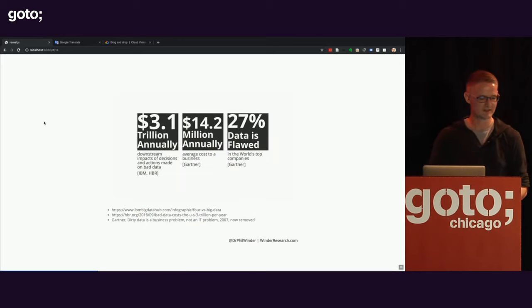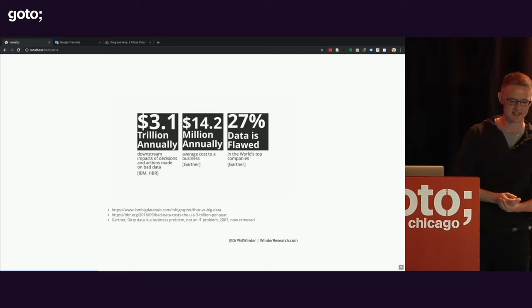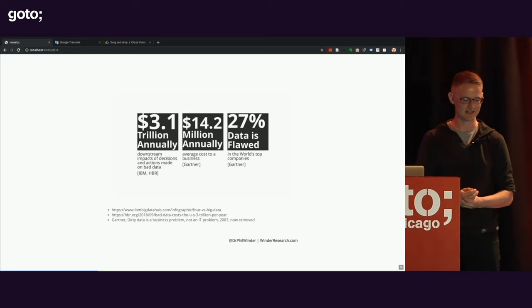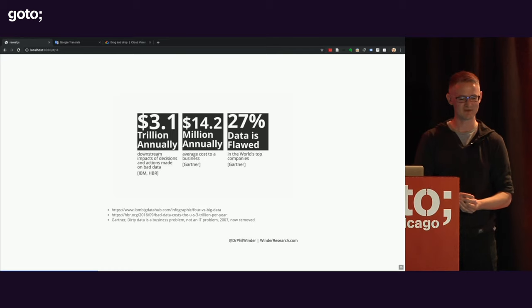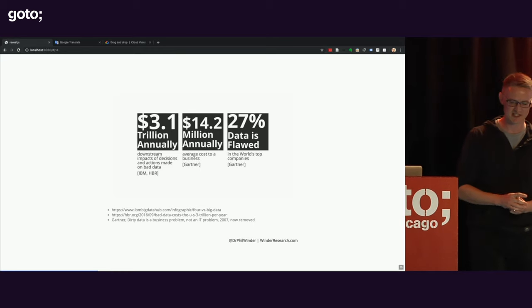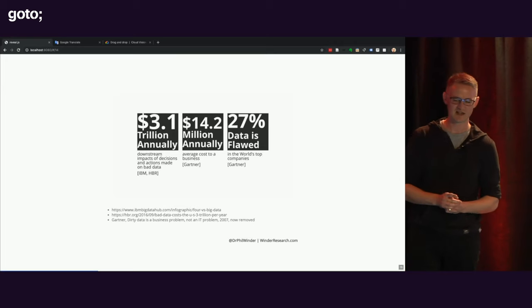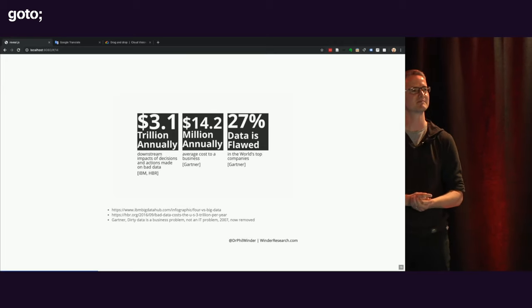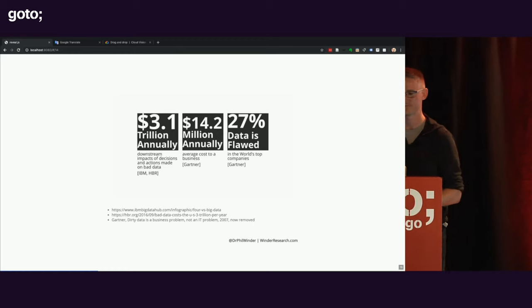So let's get a bit more serious now. A couple of numbers. Again, be very cynical and skeptical of these actual numbers because they're from management consultancies. But it's generally accepted that bad data is costing everybody lots of money. I think 27% seems like a very specific figure for how much data is flawed, but I think that's a reasonable estimation. You know, a good quarter of all data everywhere is flawed in some way.